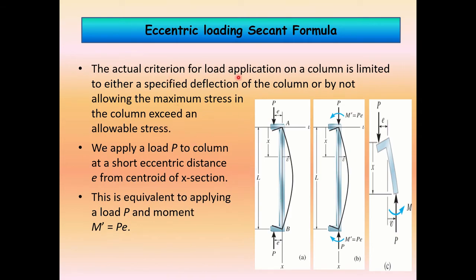The actual criterion for load application on a column is limited either to a specific deflection of the column or by allowing the maximum stress in the column to reach the allowable stress. We apply the load P to the column at a short eccentric distance e from the centroid. This is the eccentricity from the cross section. Then the load is applied with an eccentric distance, which is equivalent to applying a load P and a moment. So the moment equals load times eccentric distance.